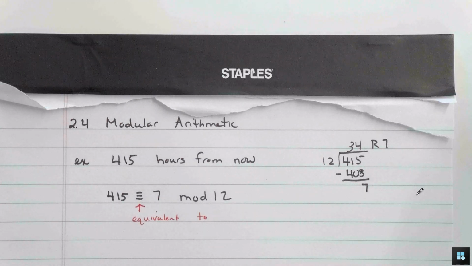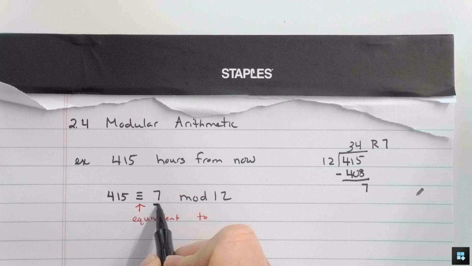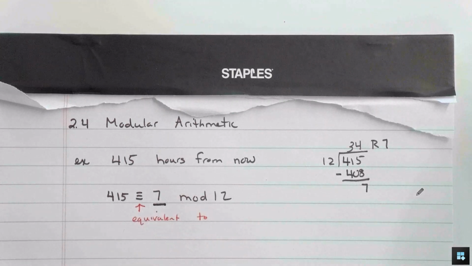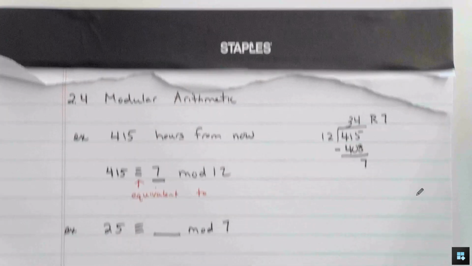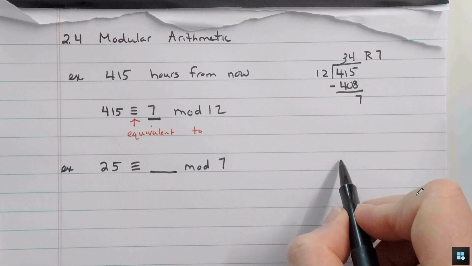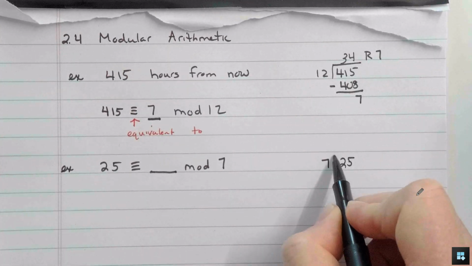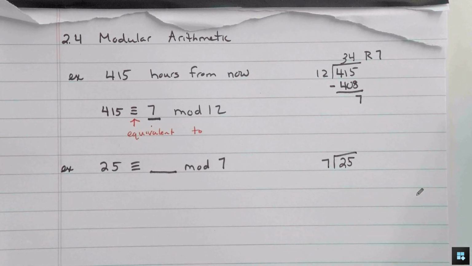So on the quiz, what you'll see is a little underline here. Let's do an example like you'd see on the quiz, and you have to fill in the underline, okay? So we have to figure out what 25 is equivalent to in mod 7. So in mod 7, we're taking away multiples of 7. So you would work on that. You'd say, okay, I'm going to take the 25 and divide by 7. And some of you can do that in your head.